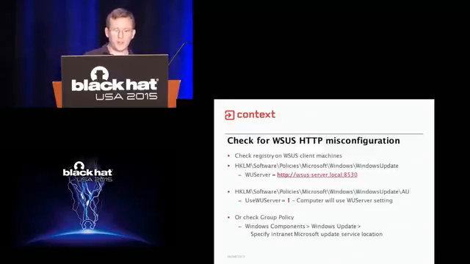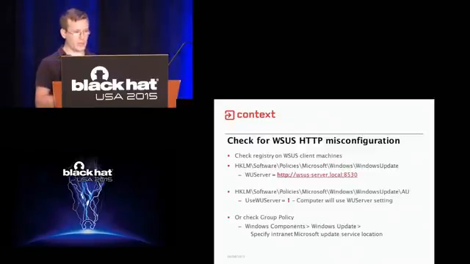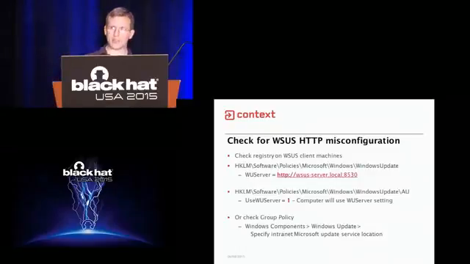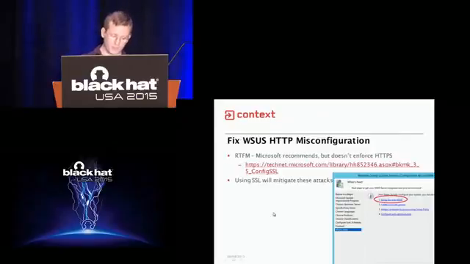So for those of you who do pen tests or audits or manage networks and so on, you'll be asking, okay, how can we check for this? How can we see if I'm vulnerable? So it's pretty easy. Just check this registry key. So this one here, WUServer, has the URL of the WSUS server. If that URL starts with HTTP and not HTTPS, then you've got problems. And you can also check it by group policy as well.